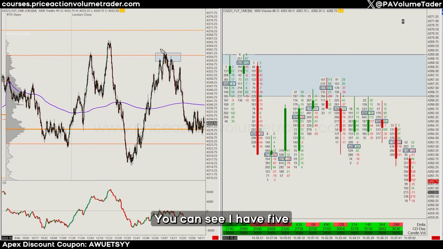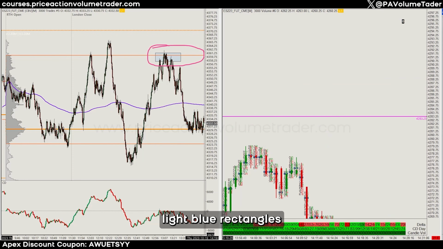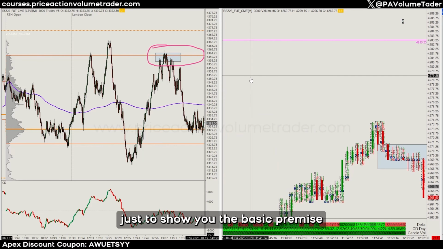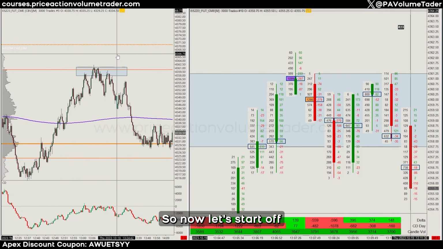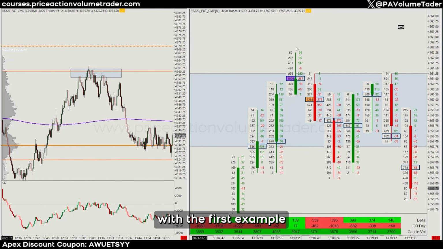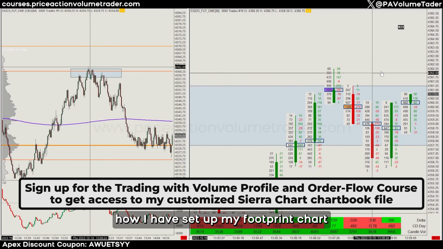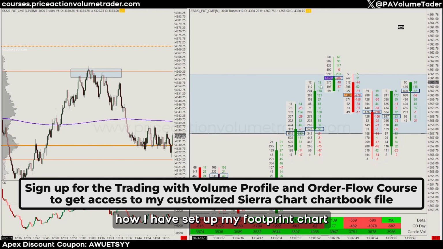You can see I have 5 areas marked off with light blue rectangles, and these are the areas that I'm going to talk about in the video just to show you the basic premise. Okay, so now let's start off with the first example. Before we go into it, I'm just going to briefly show you how I have set up my footprint chart.